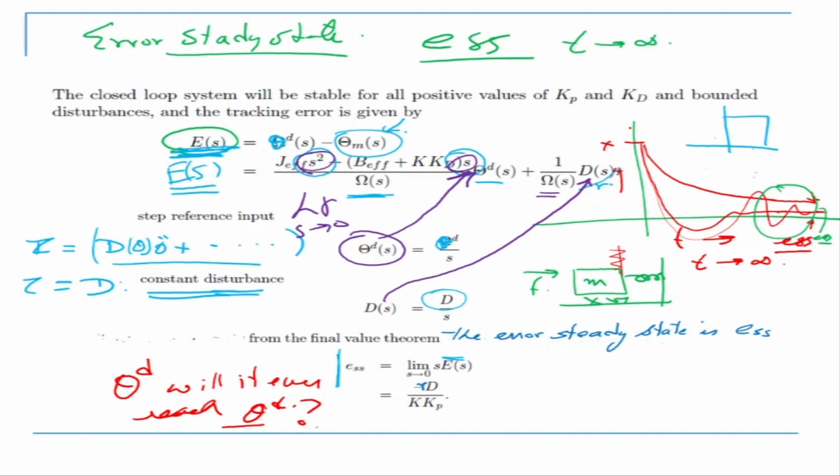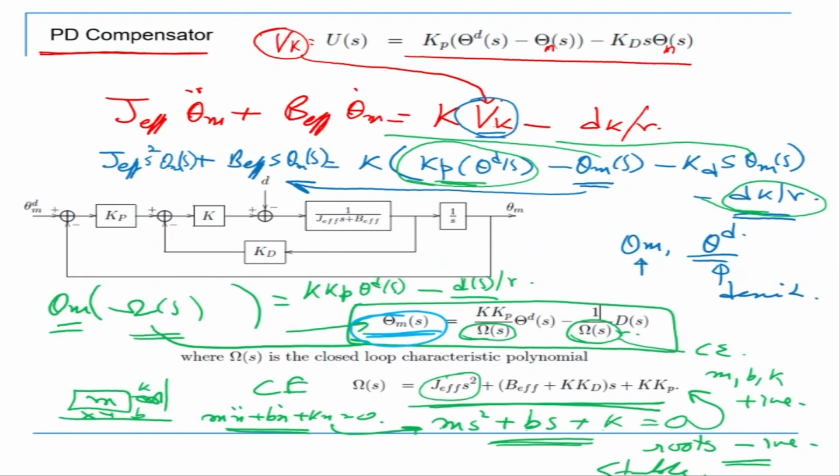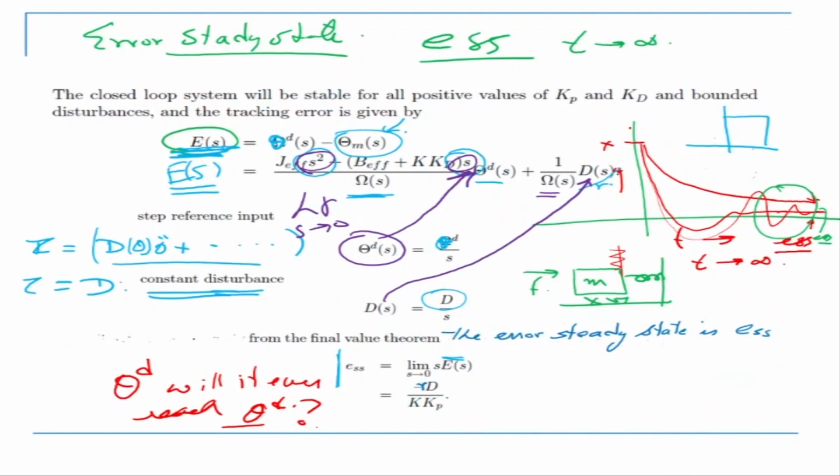So the omega term, what does it contain? It has s equal to 0, so it will become 0. It will cancel out, right? So what we are left with is only d. What we are left with is d into r by K Kp. This is my steady state error. Okay, that is my steady state error.